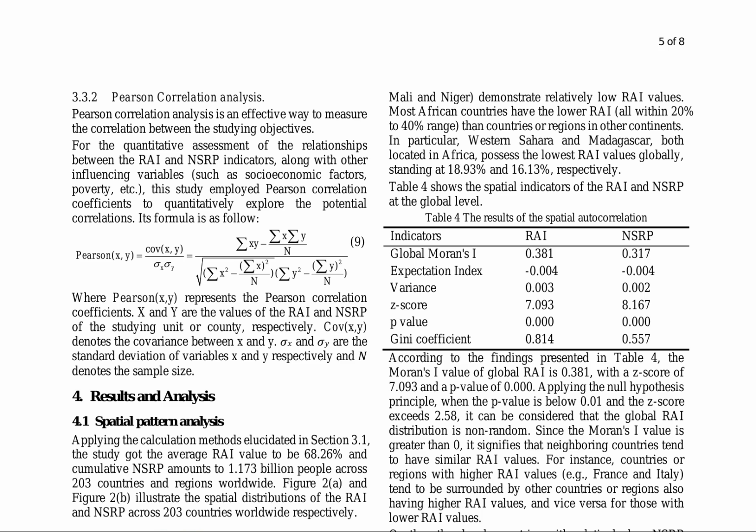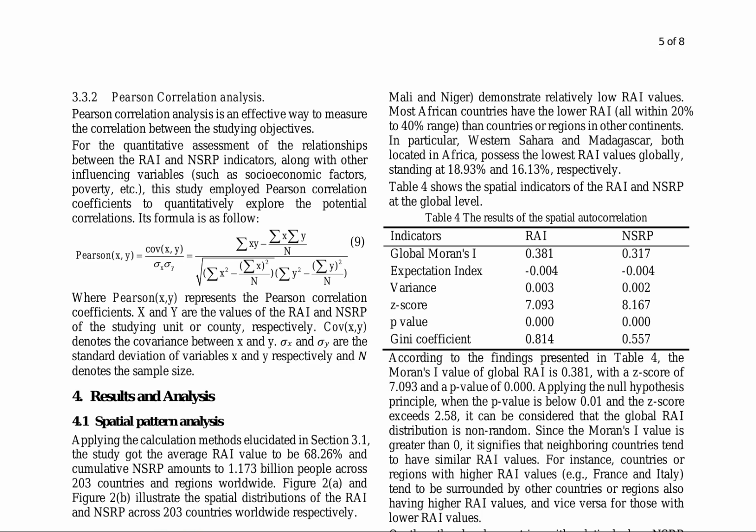Pearson(x, y) equals COV(x, y) divided by sigma x times sigma y, where COV(x, y) denotes the covariance between x and y, with sigma x and sigma y being the standard deviation of variables x and y, respectively, and n denotes the sample size.